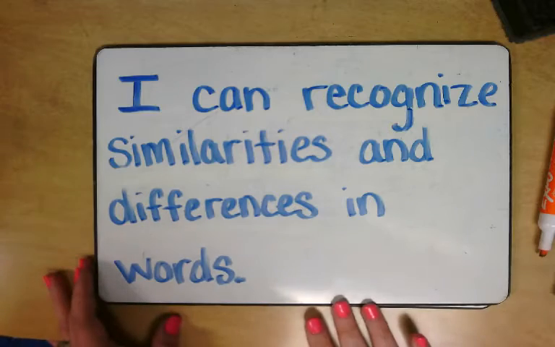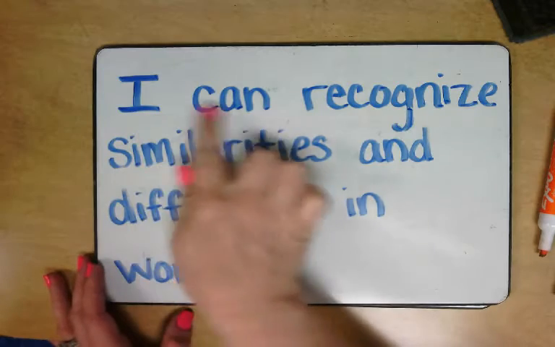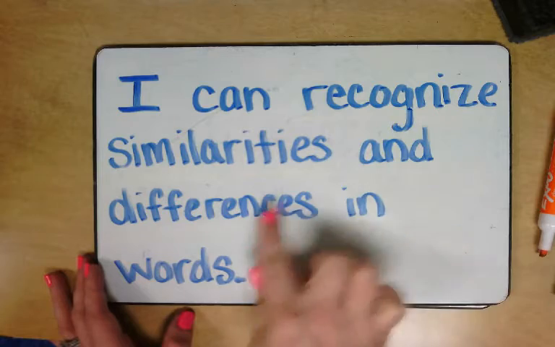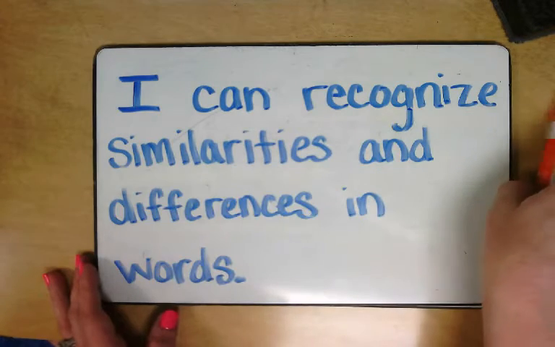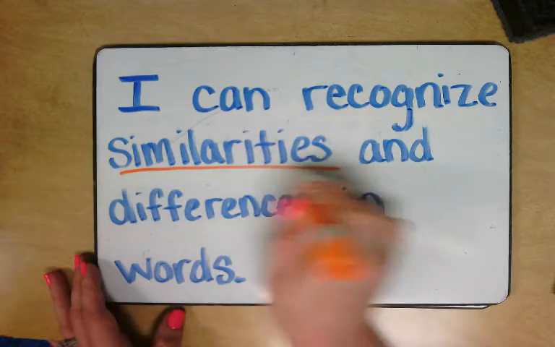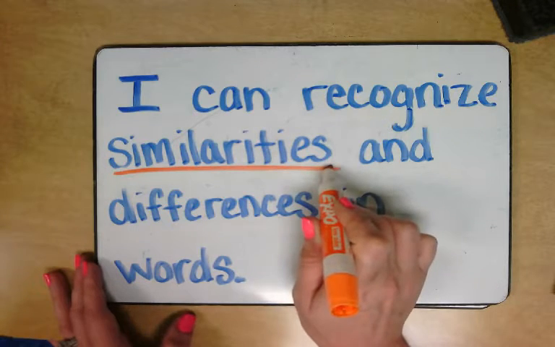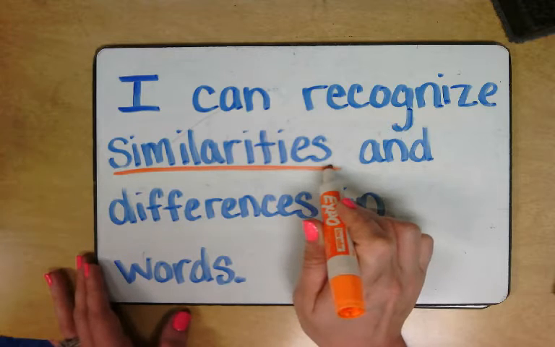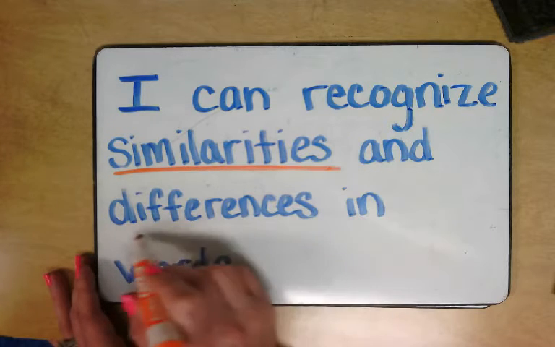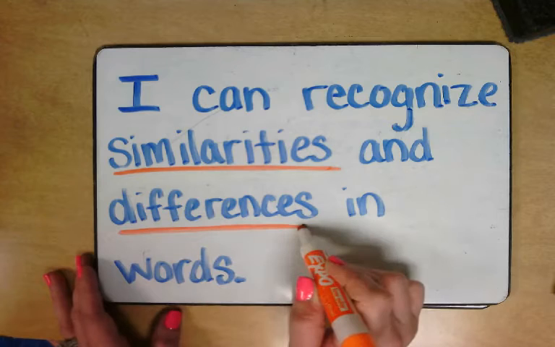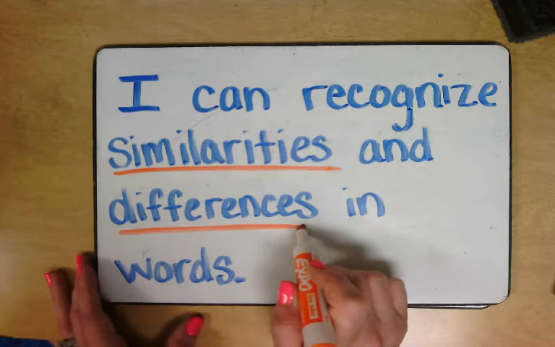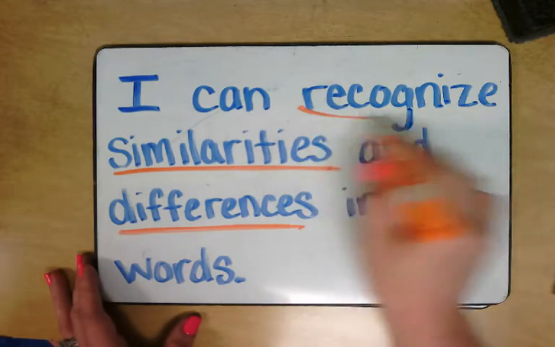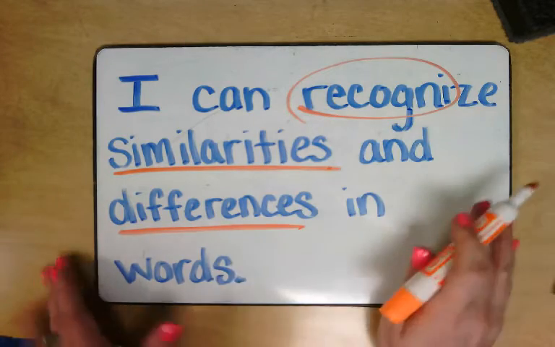The learning objective for this lesson today is I can recognize similarities and differences in words. Do you remember what that word similarities means? It means finding things that are the same. Similarities are things that are the same. And differences, what does that mean? Right, it's finding things that are different, that they are not the same. So we're going to work on recognizing that with some of our sight words.